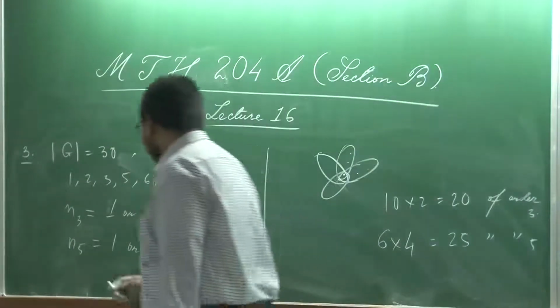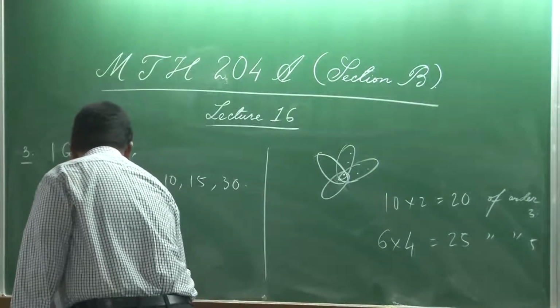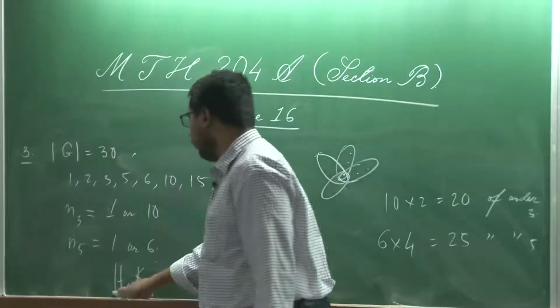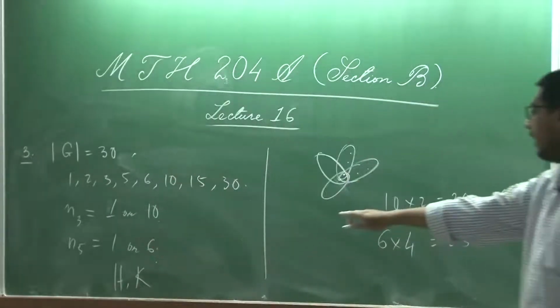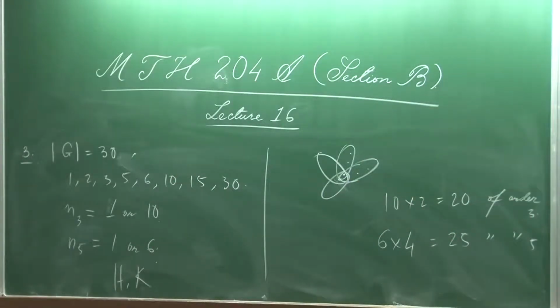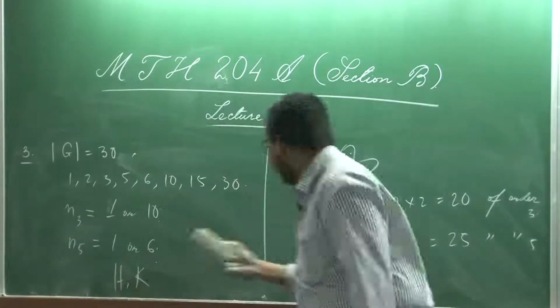Let H and K be a Sylow 3 and a Sylow 5 subgroup. What we know then is one of them must be normal. So you can take any one, let us say H is normal.